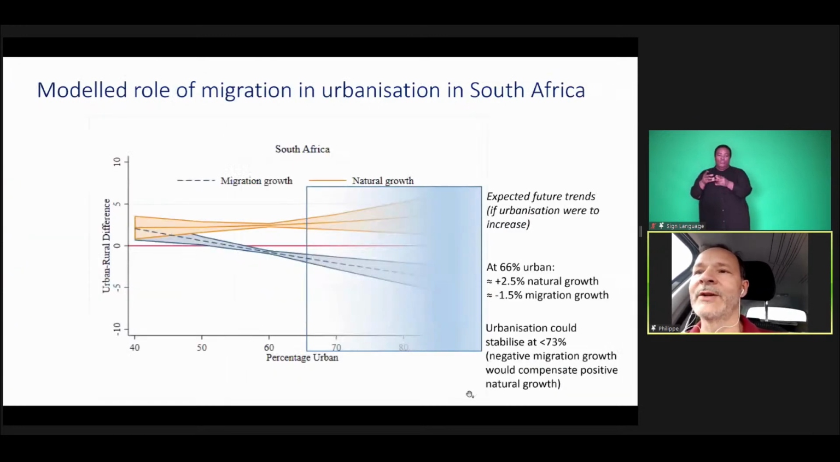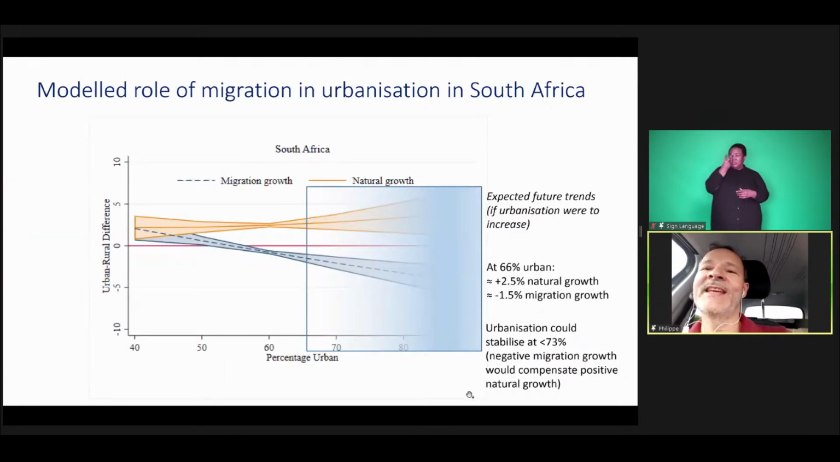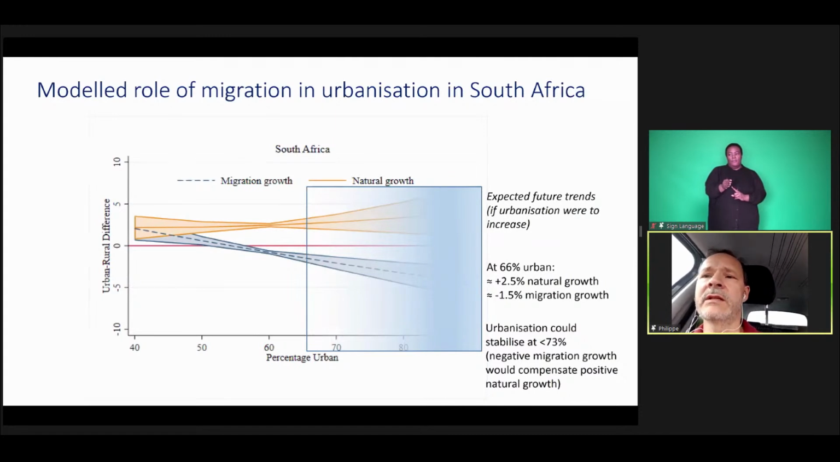I know I'm running out of time. Yes. So here is, for South Africa, an attempt to see what would be the situation for Africa in the future, and we see in the blue square what it could become in the future. At the moment we are about 66% urban in South Africa, and the contribution of natural growth is much higher and positive, whereas migration growth would appear to be negative, actually.